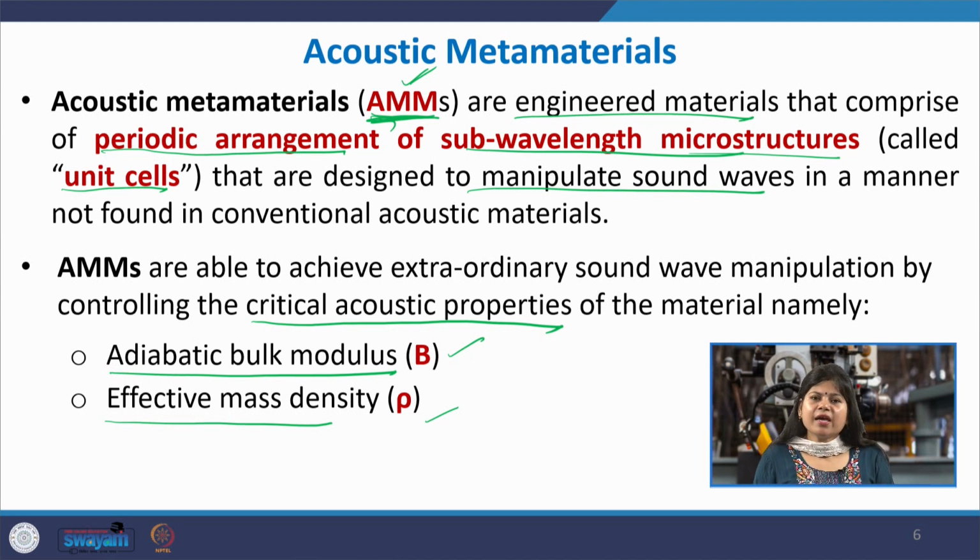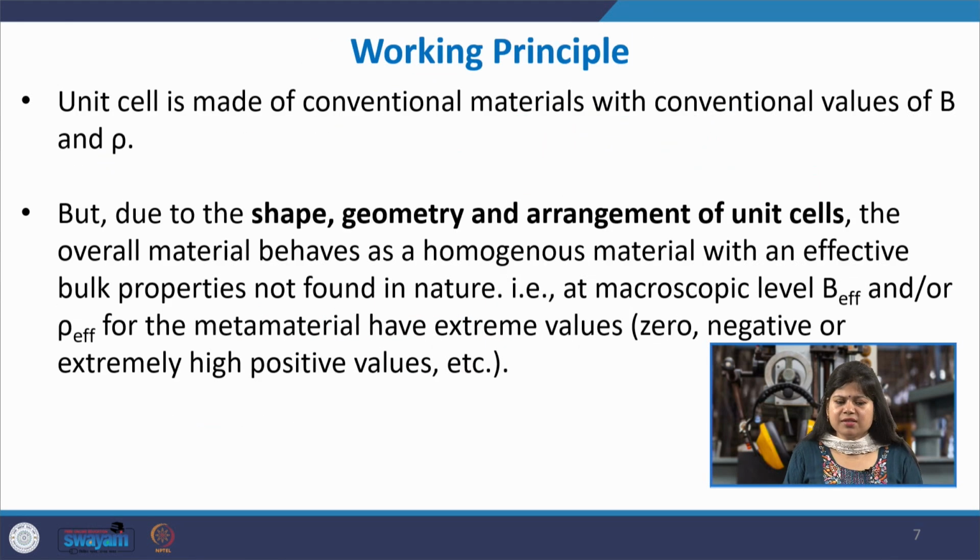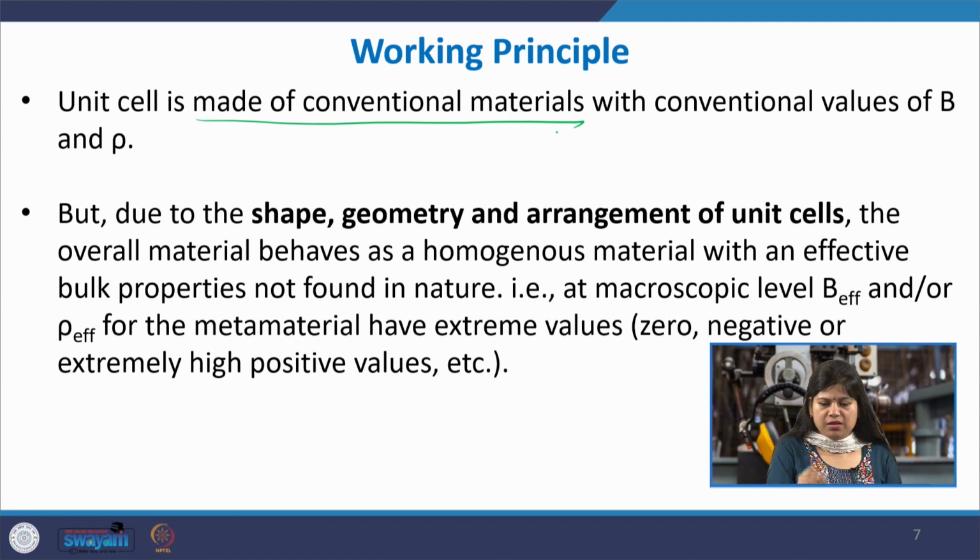Now, it is made of a periodic combination of these unit cells. What are the unit cells? They could be of different shapes and sizes depending on which metamaterial you are considering. Basically it is a combination of these small building blocks, or unit cells, and these unit cells themselves are made of conventional material. For example, if you have an array of solid cylinders, each individual solid cylinder is a conventional material, but you have arranged them in a certain periodic fashion, then together this periodic arrangement acts as a metamaterial and is able to manipulate sound extraordinarily.